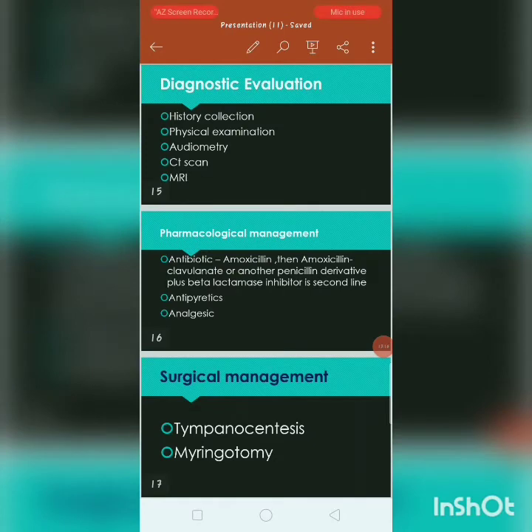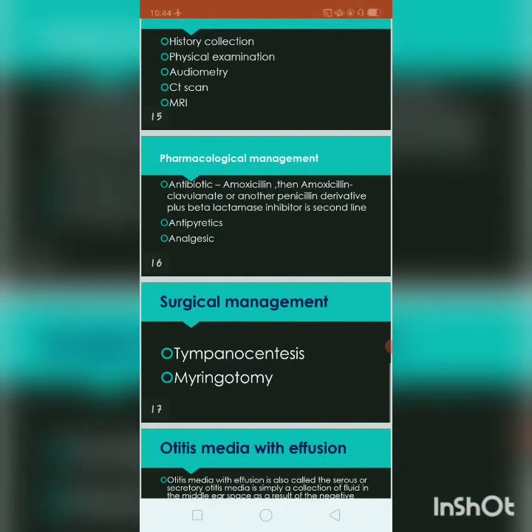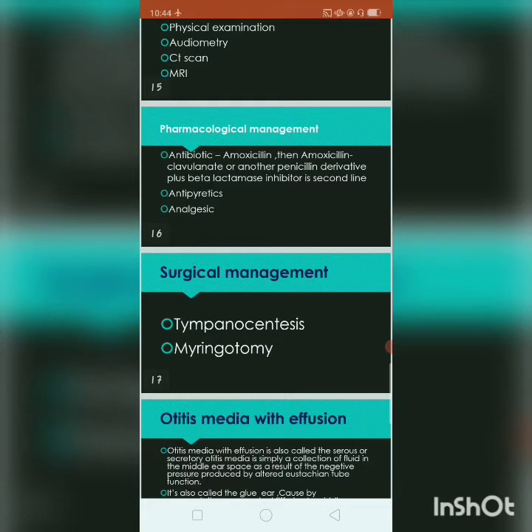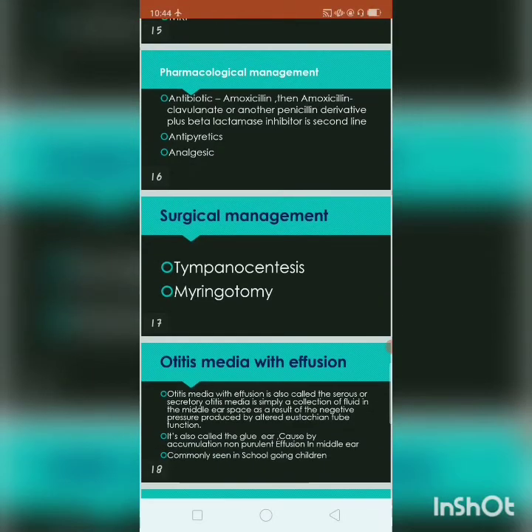Next we will see the pharmacological management of acute otitis media. First, the antibiotic amoxicillin, then amoxicillin-clavulanate or another penicillin derivative plus beta-lactamase inhibitors as second line. Antipyretic and analgesic: the antipyretic to reduce the fever and the analgesic to reduce the pain.